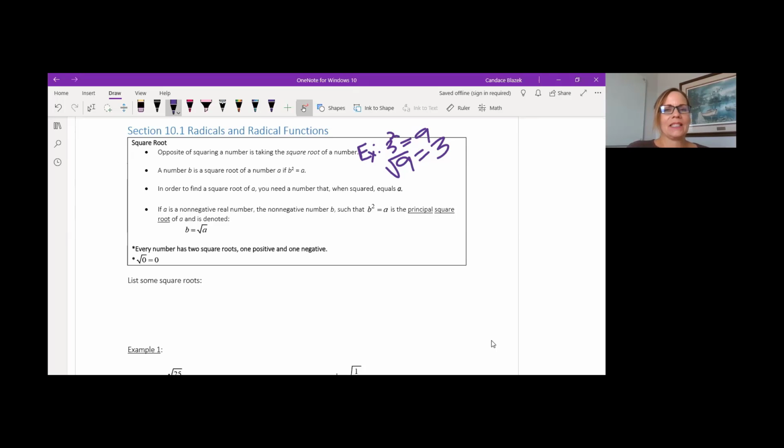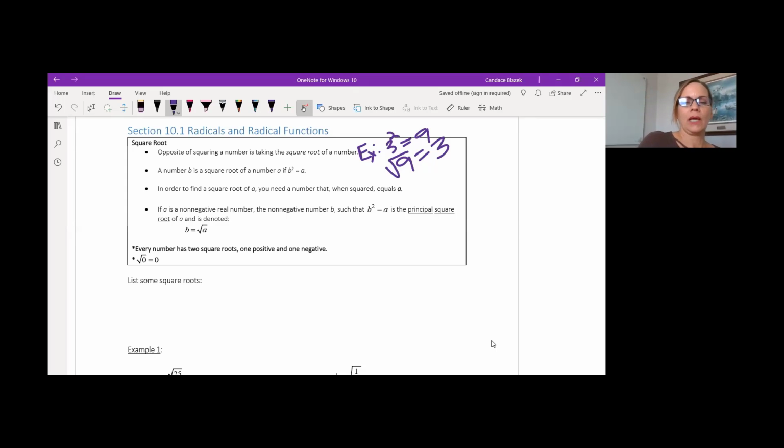And a is a non-negative number. If a is a non-negative number, the non-negative number b, such that b squared is equal to a, is the principal square root of a. And it's denoted b is equal to the square root of a. So I want to talk about this principal square root a little bit more.